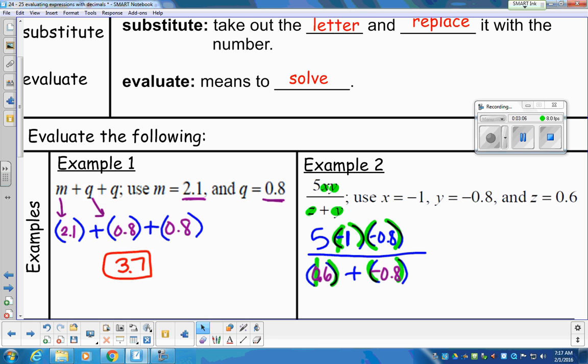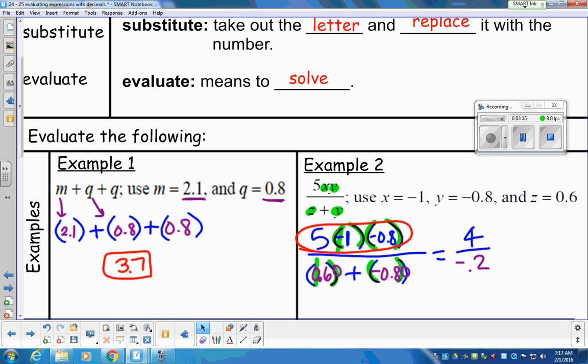All right, in that numerator, we're going to use our calculator. So we have 5 times -1 times -0.8. Go ahead and type that in. 5 times -1 times -0.8 gives me a whole number of 4. We get a 4 in that numerator. Go ahead and use your calculator there. In the denominator, it's kind of like saying I have 60 cents plus -80 cents should be -20 cents or -0.2.